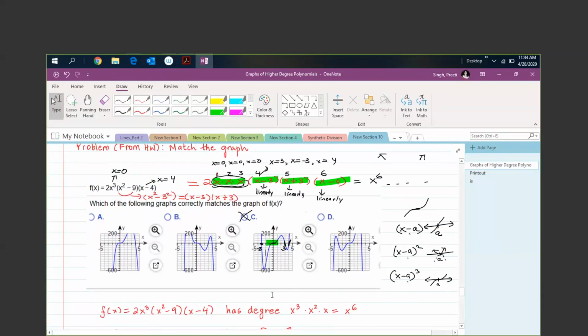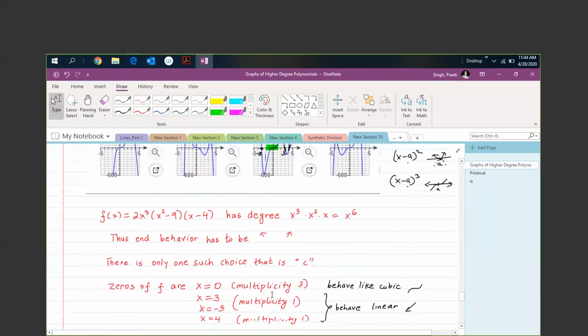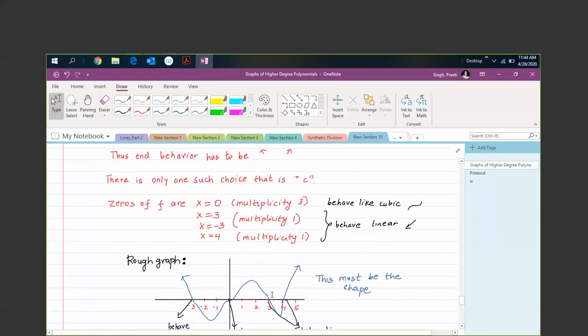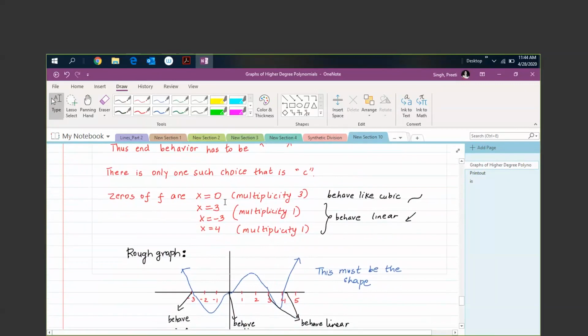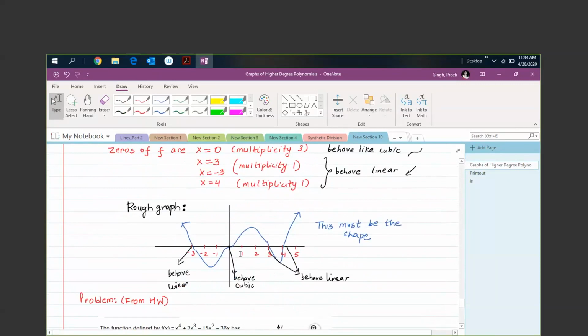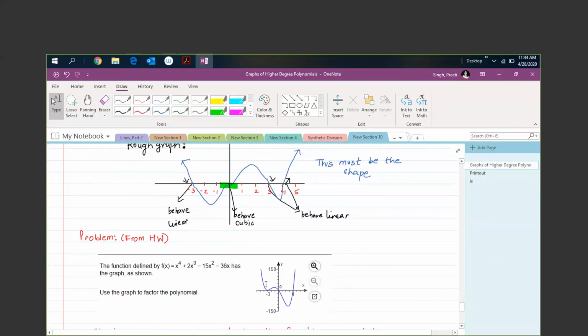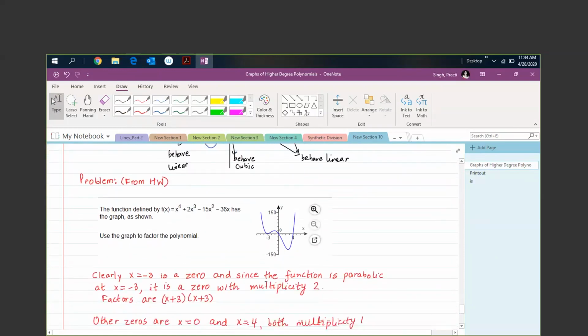So this was an easy polynomial. I have tried to explain it here, and you can read this. The zeros are 0, 3, -3, 4. I can say multiplicity 1, or behaving linearly. So at this point right here, the function is behaving in a cubic fashion. Everywhere else, it's linear, something like this, and like this. Okay, that's one of the problems from the homework. Let's look at the other one.